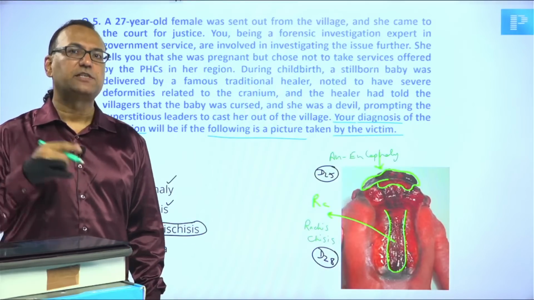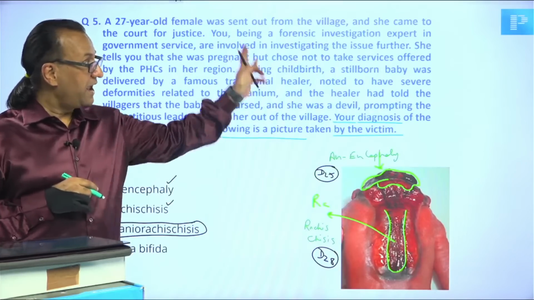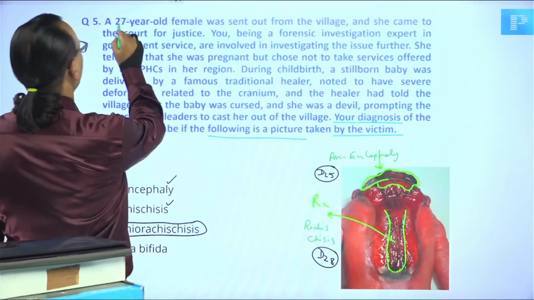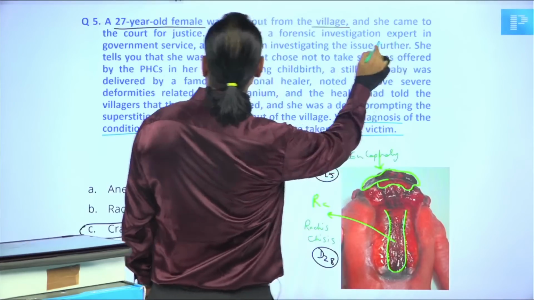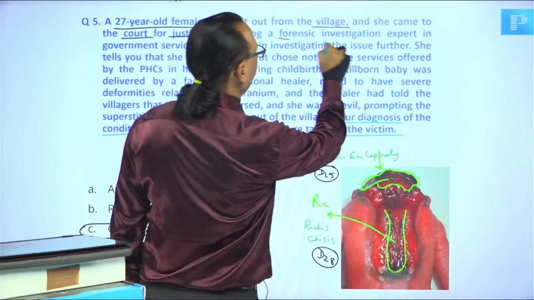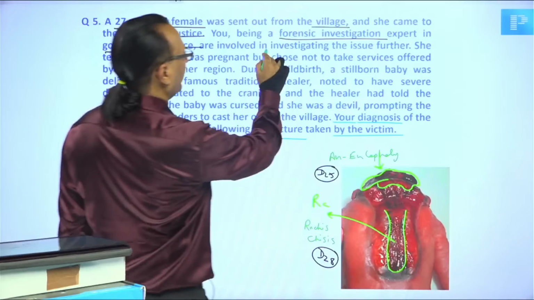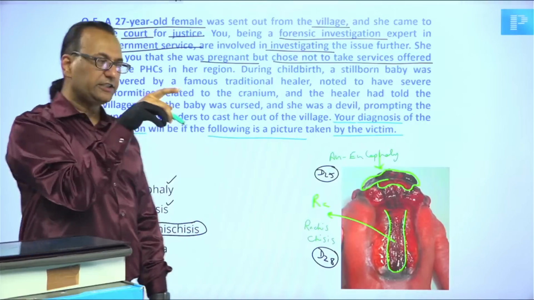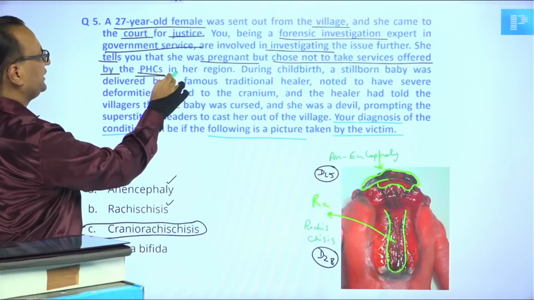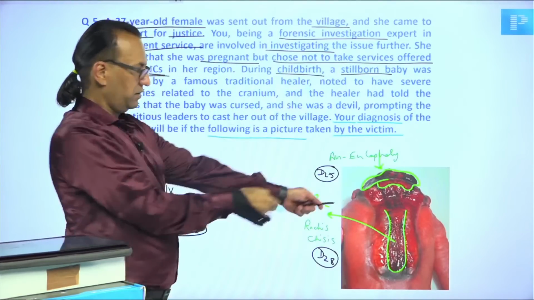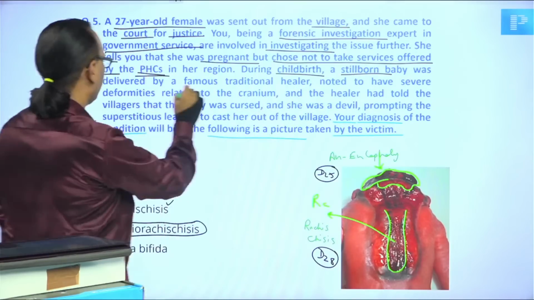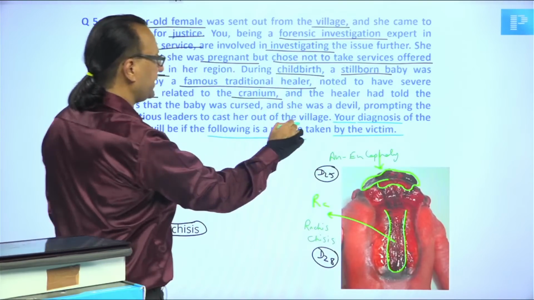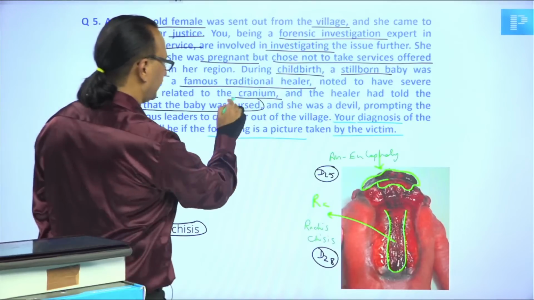So be careful to read the question even if you know the answer. Might be some glitch, might be some clue in the question which will change your answer. So just read the question. As you see, it is a 27-year-old female sent out from the village. She came to the court for justice, and you are a forensic investigator in government service. You are involved in investigating, and then she was pregnant but chose not to take services offered by the villagers and PHC, and then childbirth, stillborn. Most of these babies are stillborn. And then a famous traditional healer came, and severe deformities and something wrong with the cranium, and villagers told that the baby was cursed.